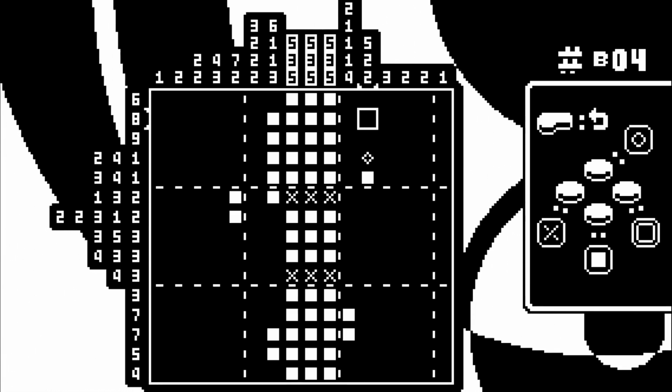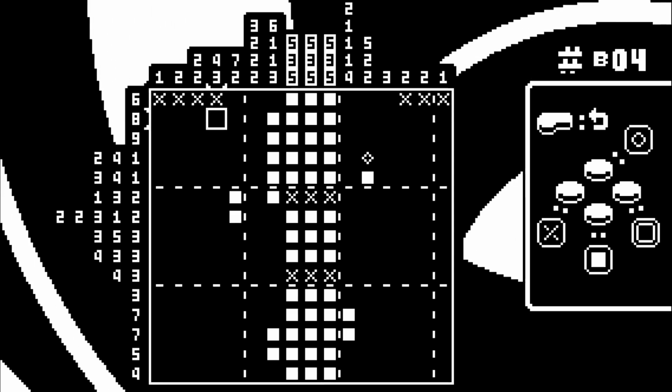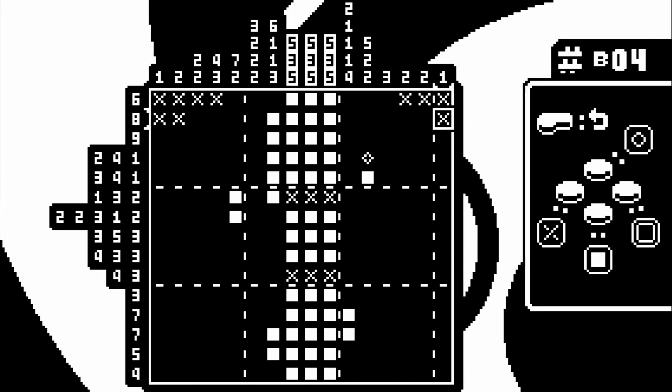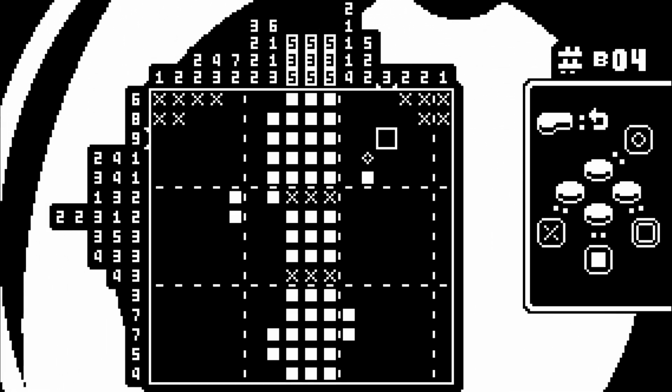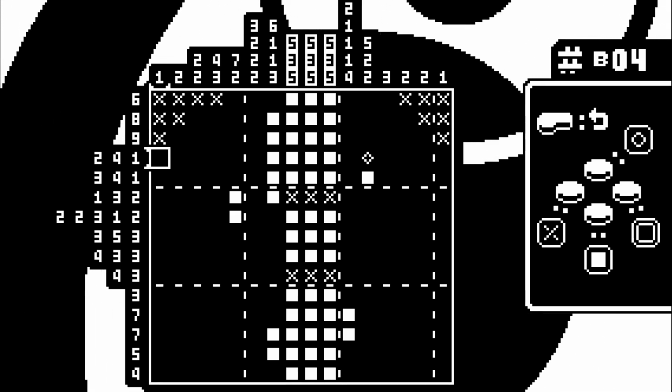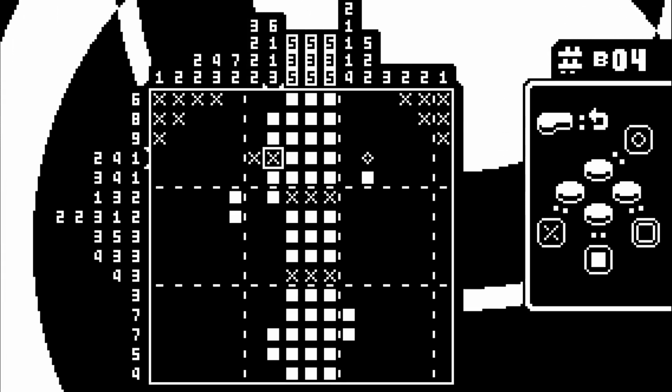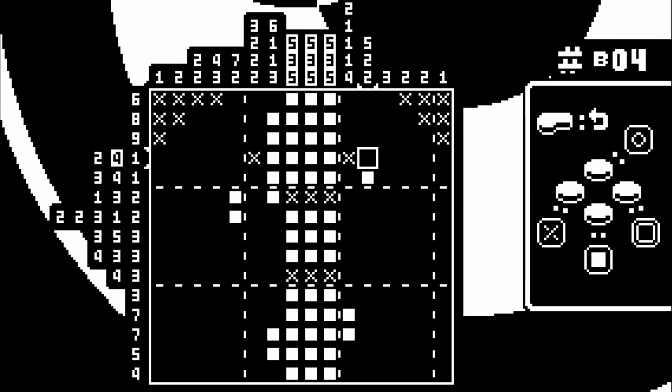Okay, same process rows. I don't know why it's more comfortable to go columns first. It just is, somehow. Oops, I left a thing there. You go away.